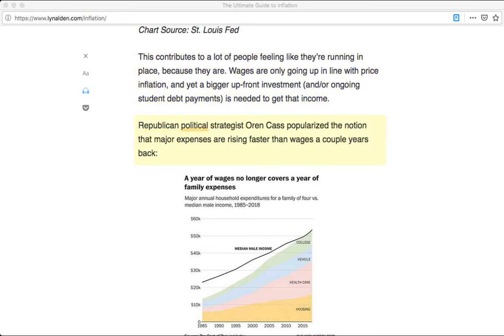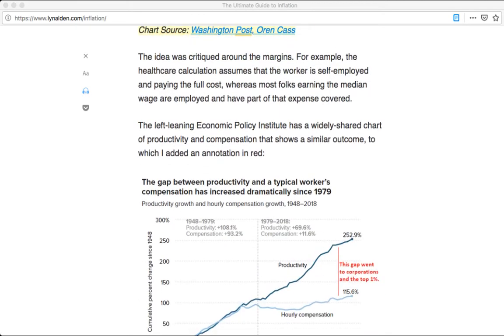Republican political strategist Oren Cass popularized the notion that major expenses are rising faster than wages a couple years back. Chart source: Washington Post. Oren Cass. The idea was critiqued around the margins. For example, the healthcare calculation assumes that the worker is self-employed and paying the full cost, whereas most folks earning the median wage are employed and have part of that expense covered. The left-leaning Economic Policy Institute has a widely shared chart of productivity and compensation that shows a similar outcome, to which I added an annotation in red.